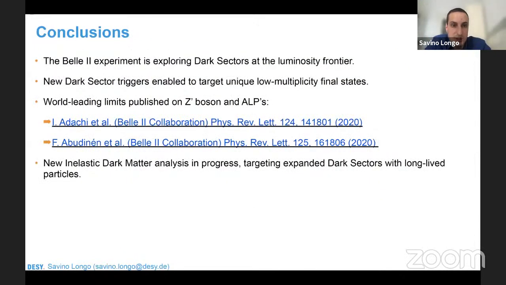So coming to conclusions, the Belle 2 experiment is exploring dark sectors at the luminosity frontier. We've added new dark sector triggers to target unique low multiplicity final states. And we've published so far world-leading results on Z prime bosons and ALPs. Finally, we have a new inelastic dark matter analysis in progress that's targeting expanded dark sectors with long-lived particles. That's everything. Thank you.